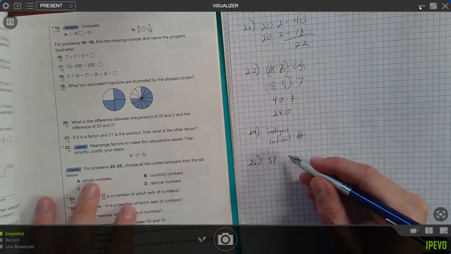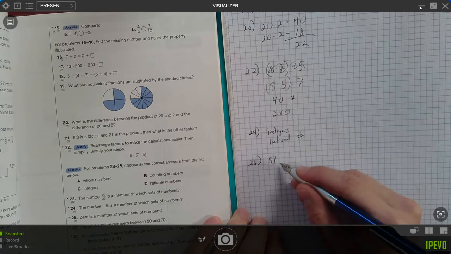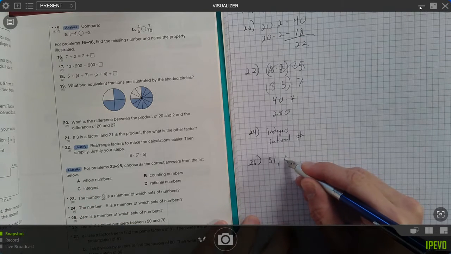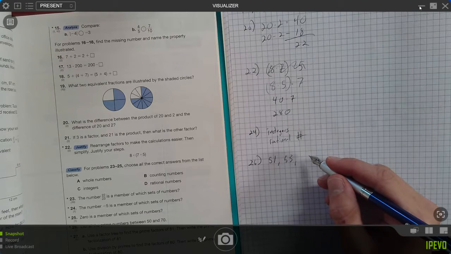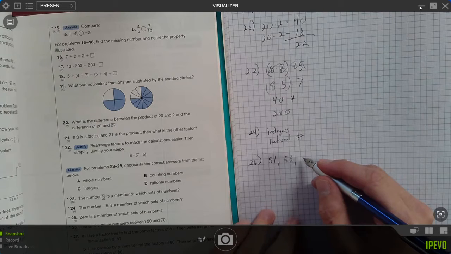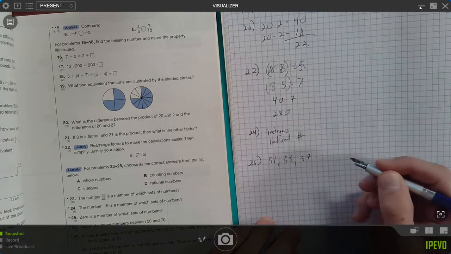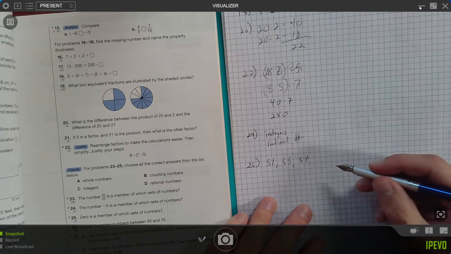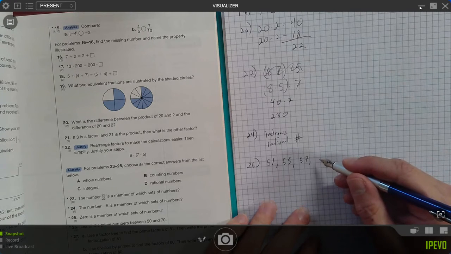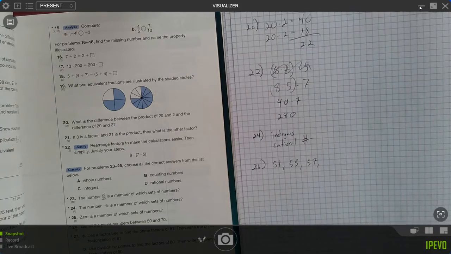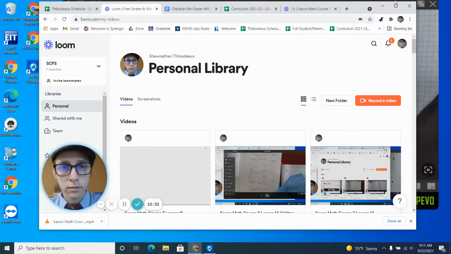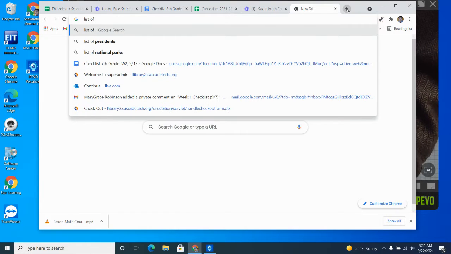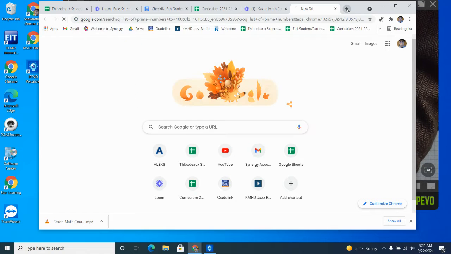51. I think 53 is prime too. 54 is not. 57, maybe? 59, maybe? Wow. I'm going to just look this one up. You can. I don't want to have to do all of that work to figure out which ones. Of prime numbers to 100.